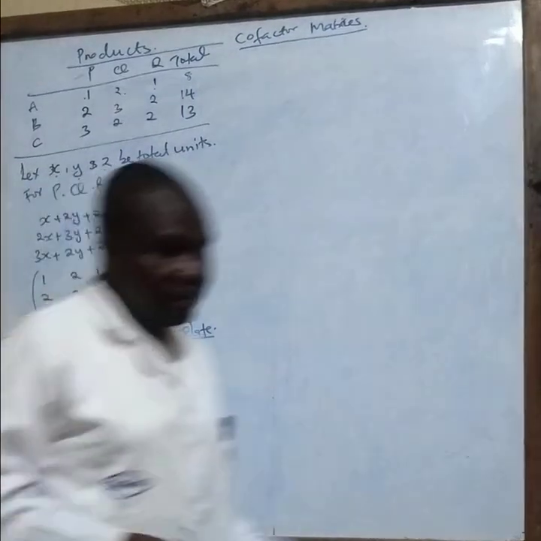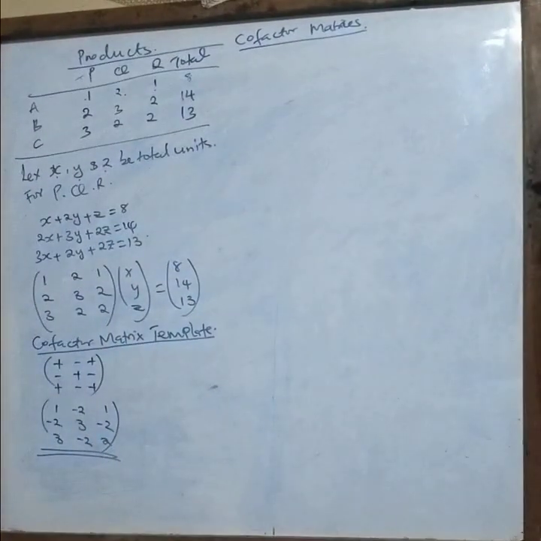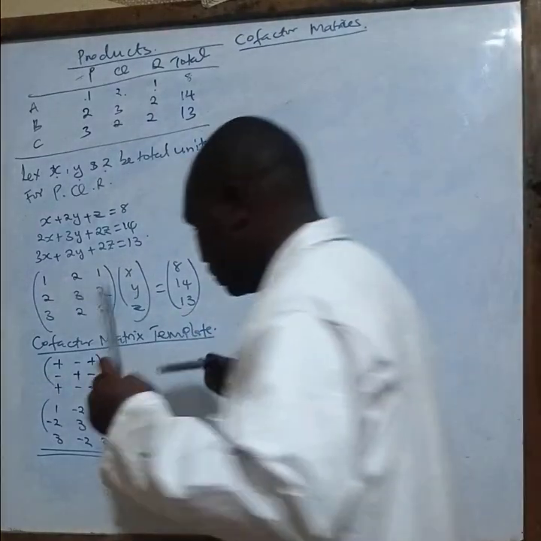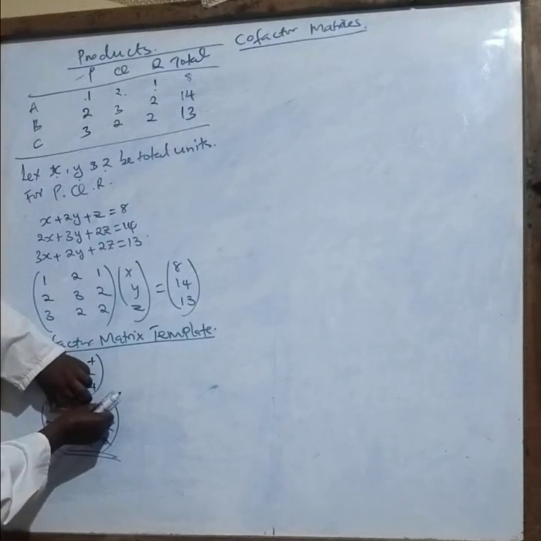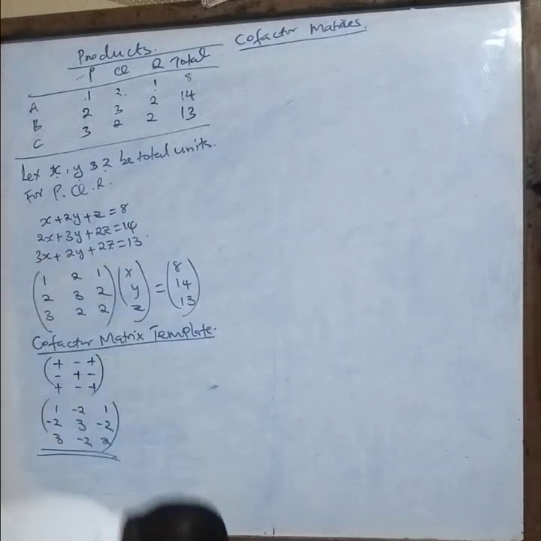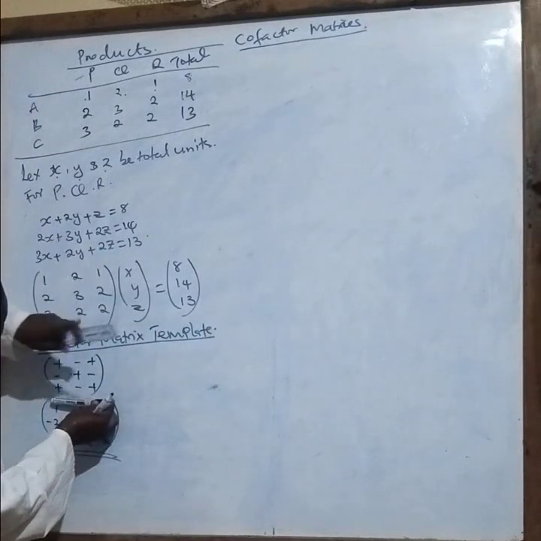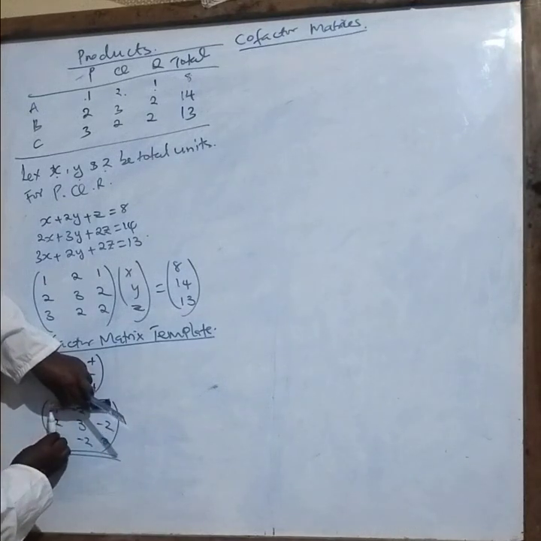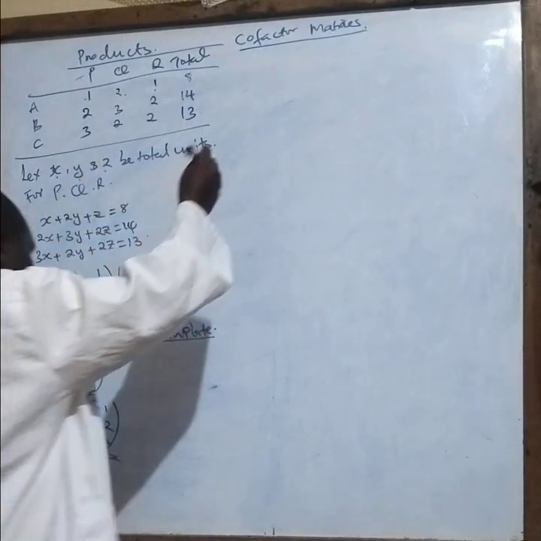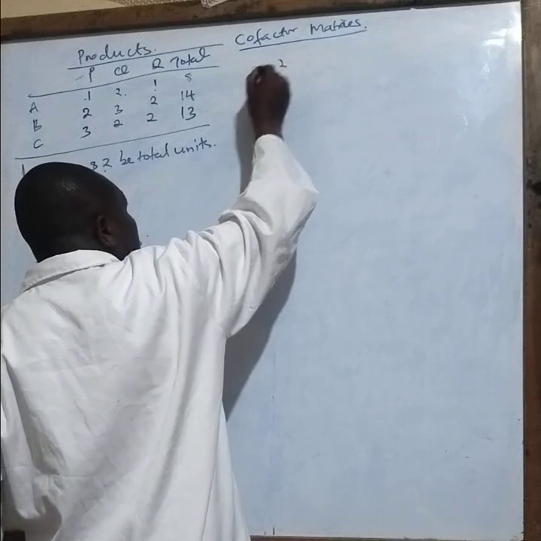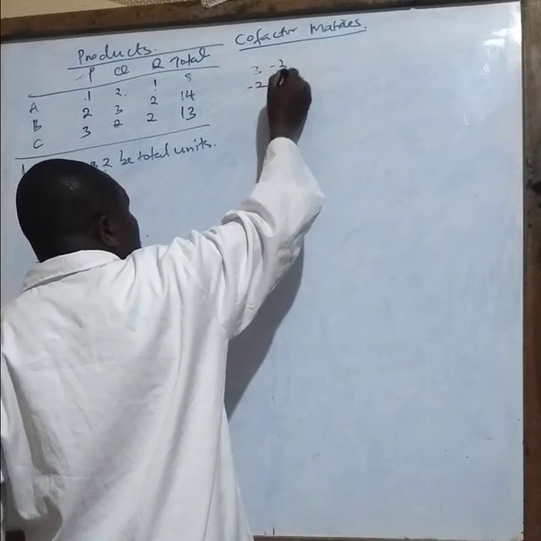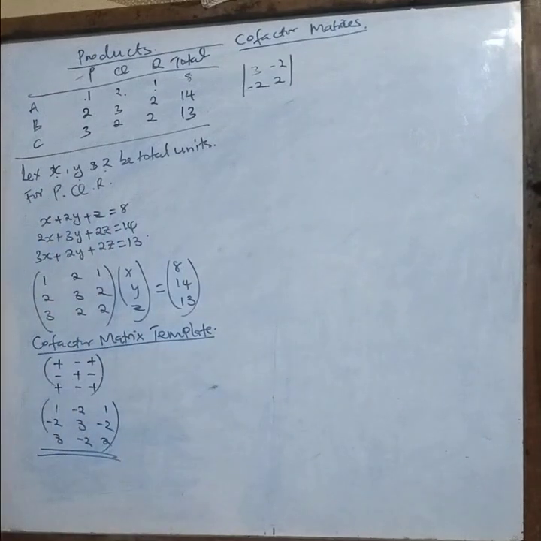So let me demonstrate for the sake of learning. You close the first row, like this, what we did yesterday. First row, then close the second column. Then what are you seeing? 3, -2, -2, and 2. So you copy them there. It will be now 3, -2, -2, and 2. So that is the first matrix that you have obtained.